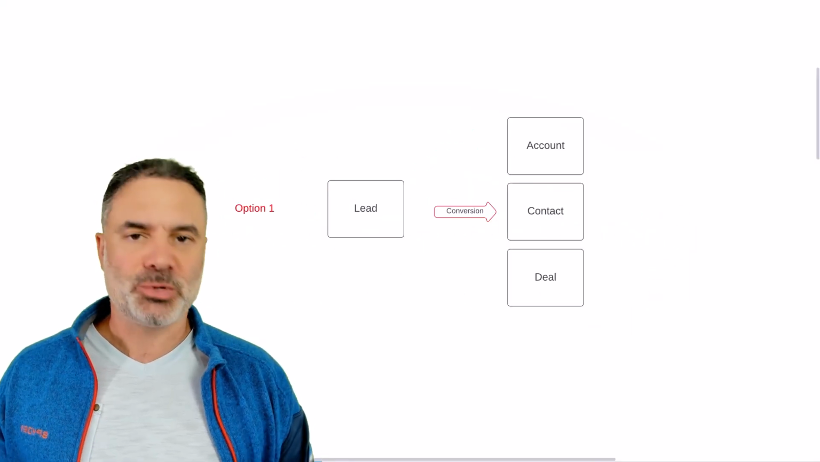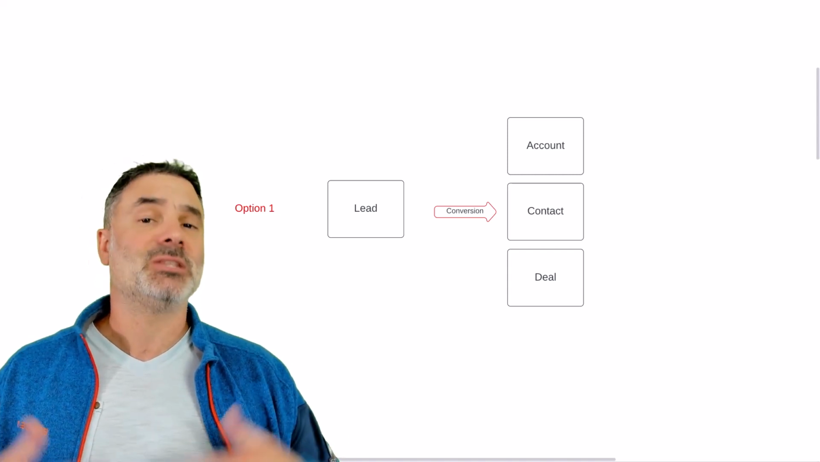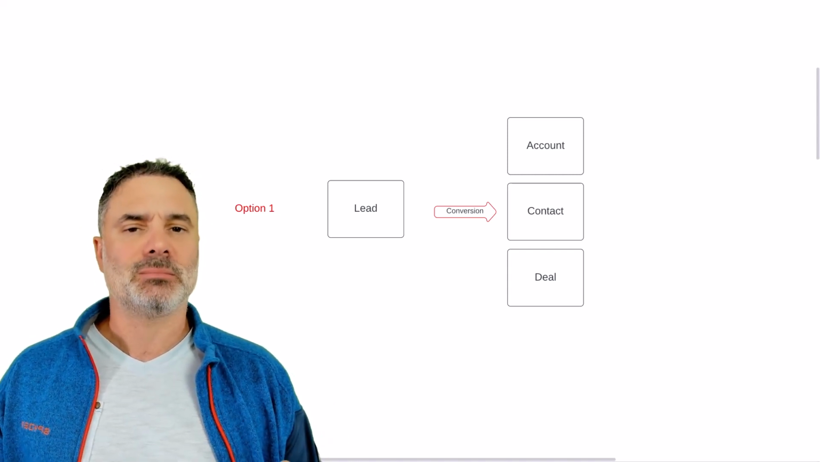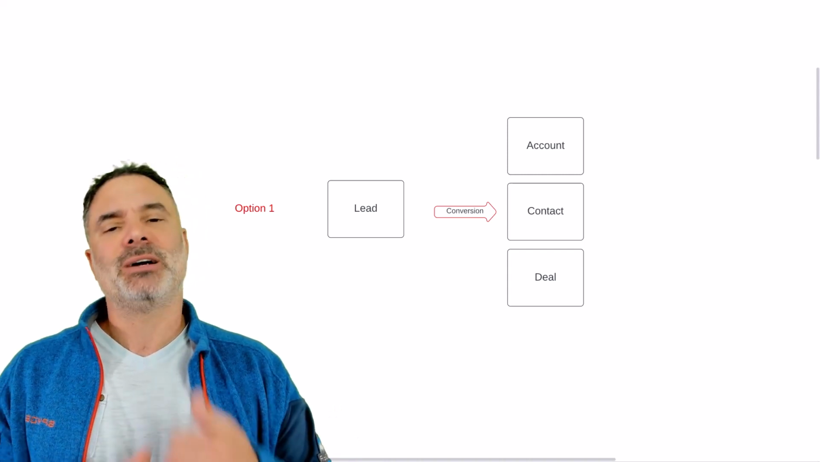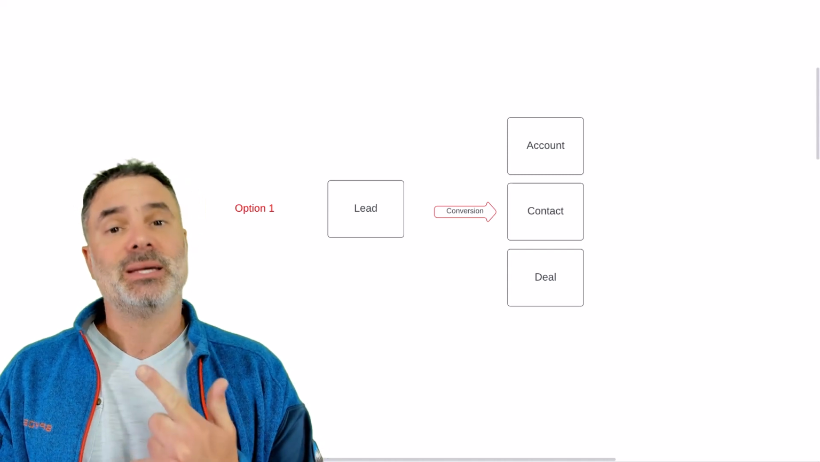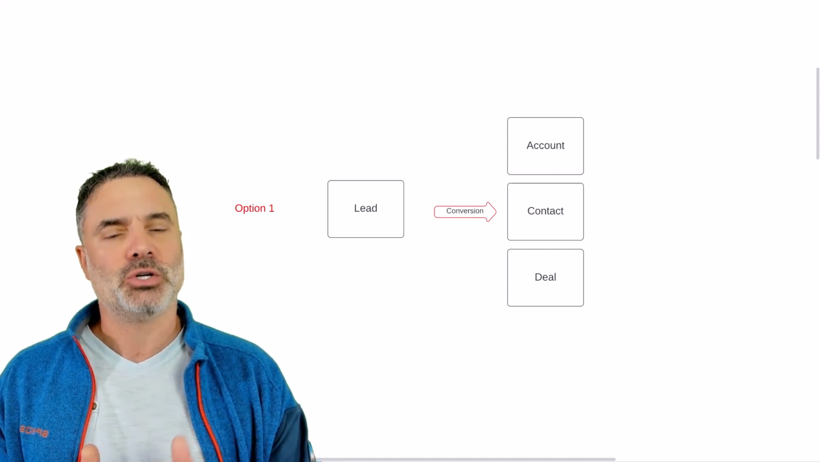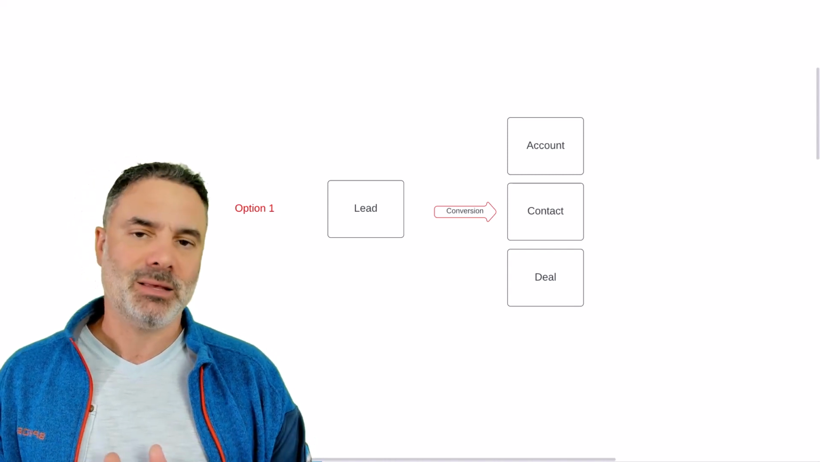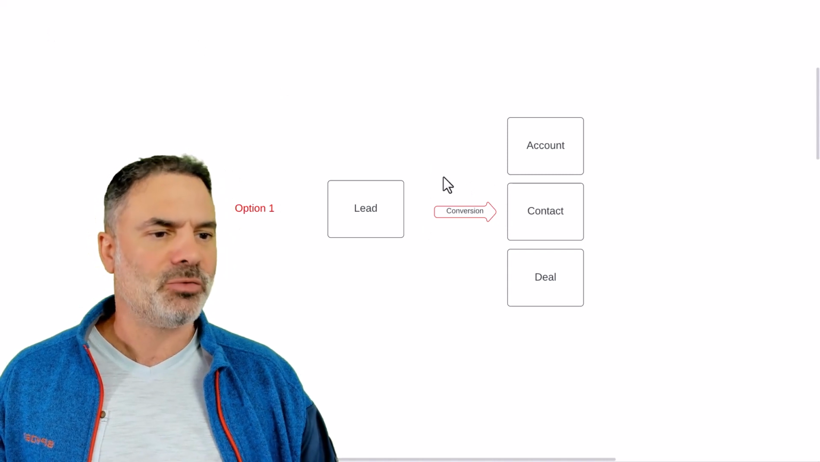Let's start with option number 1. Option number 1 is when the leads that you are loading into the system, so your salespeople can connect with them, have a single company and a single person to talk to. That means a one-to-one ratio between the company and the lead. In this case, that will probably be the best option for you.